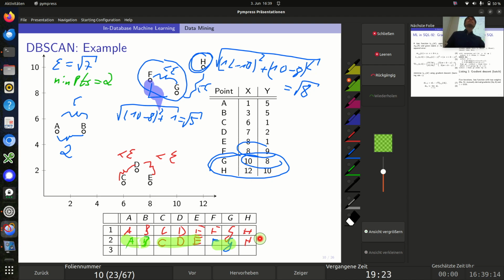Yes? Why wasn't H in the cluster? So the question is, how much is the distance? We have the distance in between, and we have the factor epsilon, and epsilon specifies the distance between 2 points to form a cluster. And if we choose an epsilon such that H is farther away, so the distance between H and G is larger than this epsilon, then it won't be part of the cluster anymore.